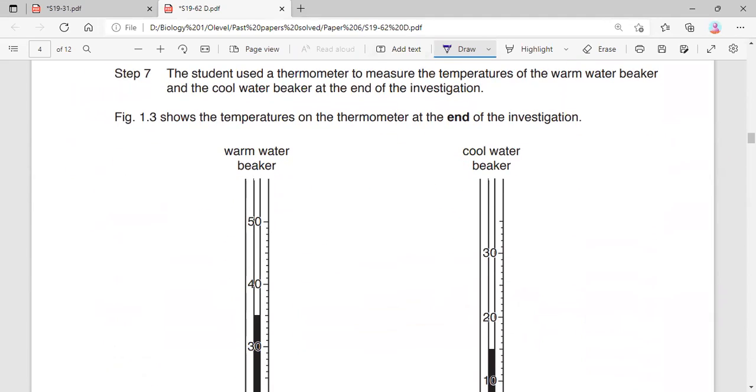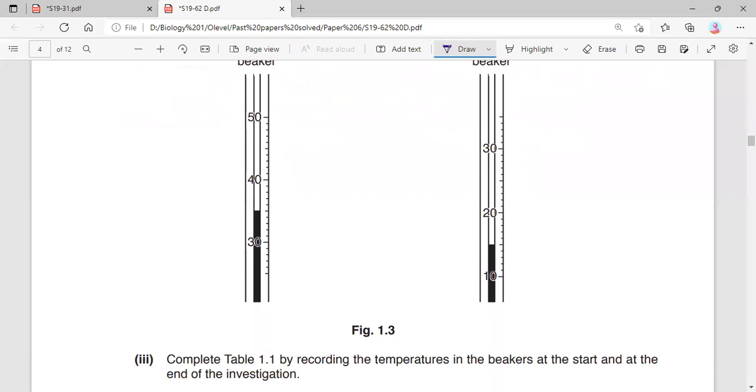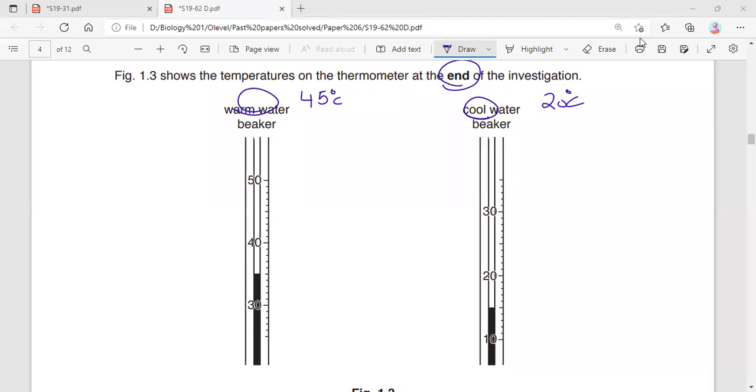The student used a thermometer to measure the temperatures of the warm water and the cool water at the end of the investigation. At the end of the investigation, this beaker was supposed to be at 45 degrees Celsius. This beaker was supposed to be at 20 degrees Celsius. If you measured the temperature at the end of the investigation, what was the temperature? Miss, I didn't understand. Again, I will explain it again. 45 degrees Celsius was the original temperature in the warm beaker. 20 degrees Celsius was the original temperature in the cool water.